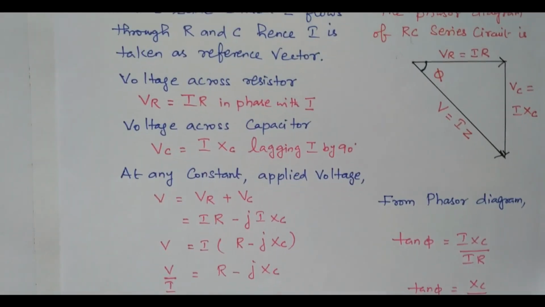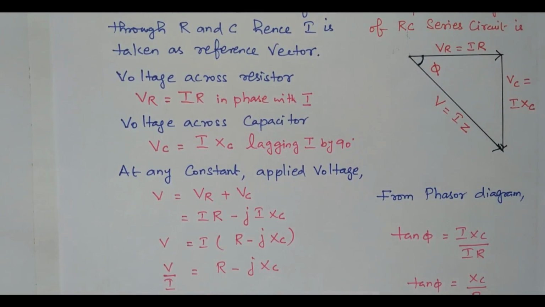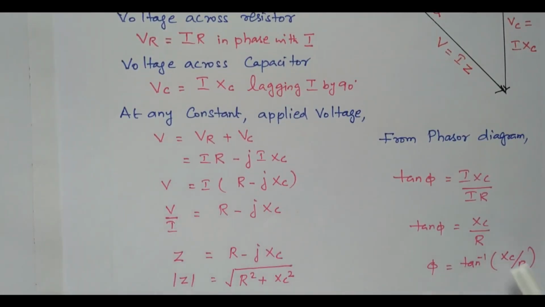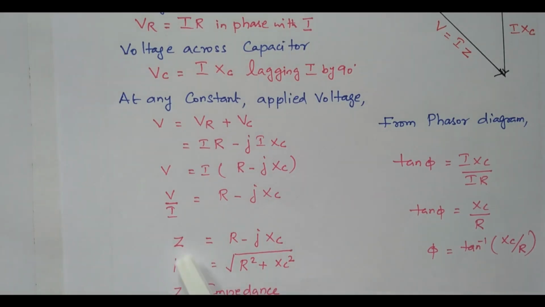So from this phasor diagram, we can find the value of tan phi. Tan phi is nothing but the side opposite over the adjacent side, IXc divided by IR. I gets cancelled, so Xc divided by R. So from that, phi equal to tan inverse Xc by R. So the phase angle phi is nothing but tan inverse Xc by R. While writing the polar form, we can use this angle phi. Right? Now this is the rectangular form. For polar form, we can use this angle.